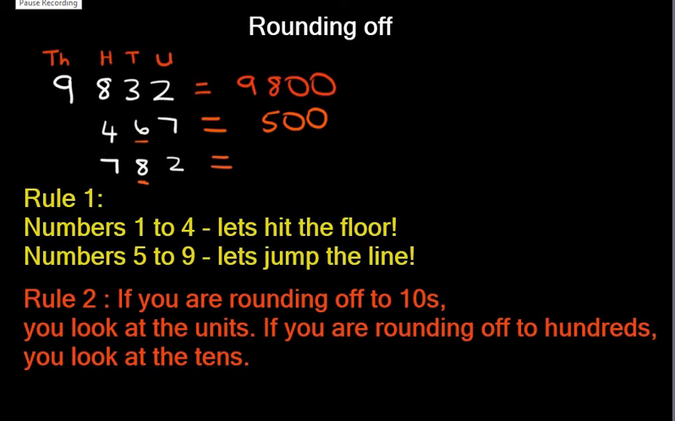782. Let's look at that one. What do we look at? We look at the tens because we are rounding off to hundreds. And we look at that digit. It's an 8. Where does it lie? Between 5 and 9. So let's jump the line. What will our answer be? Can you tell me? Our answer will be 800.